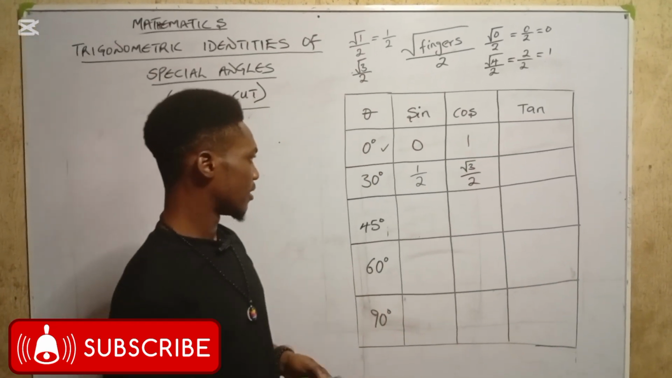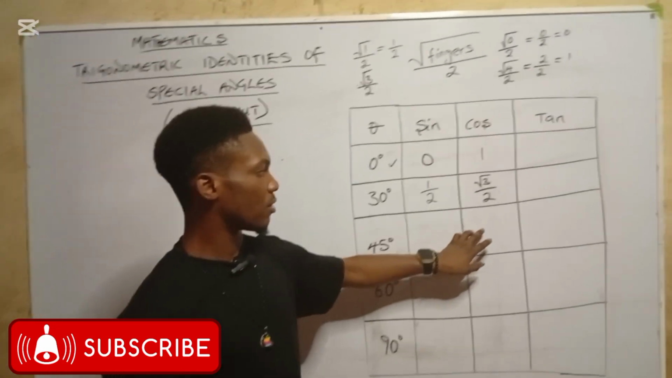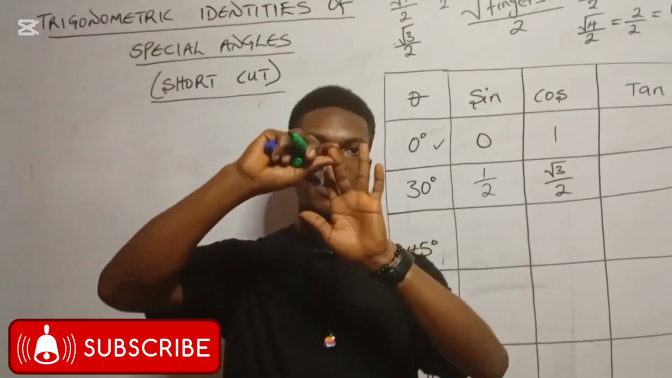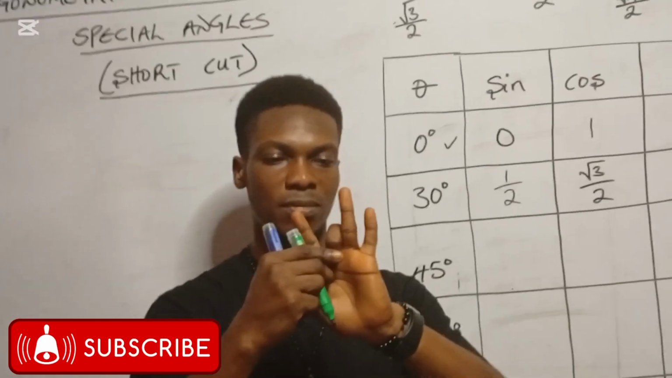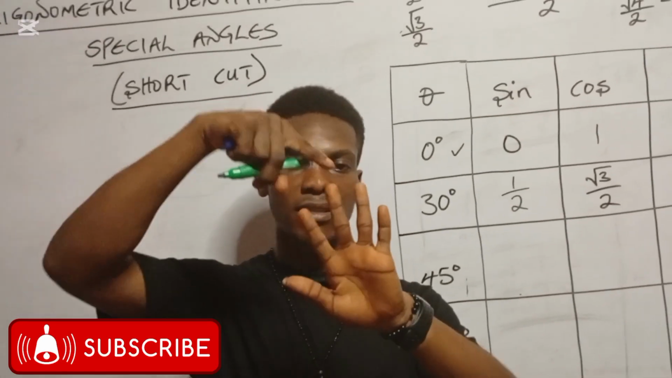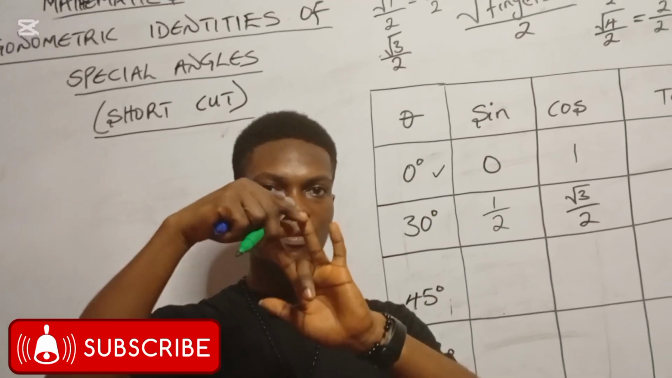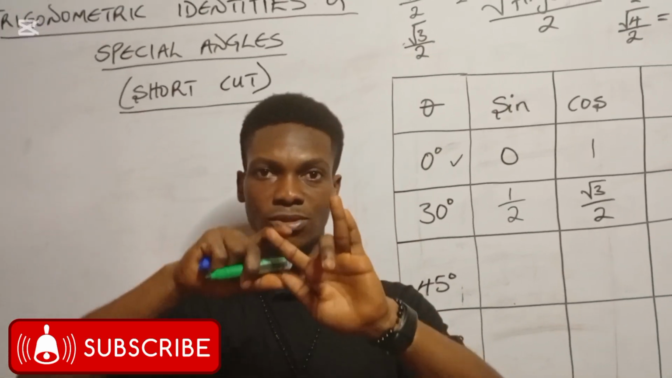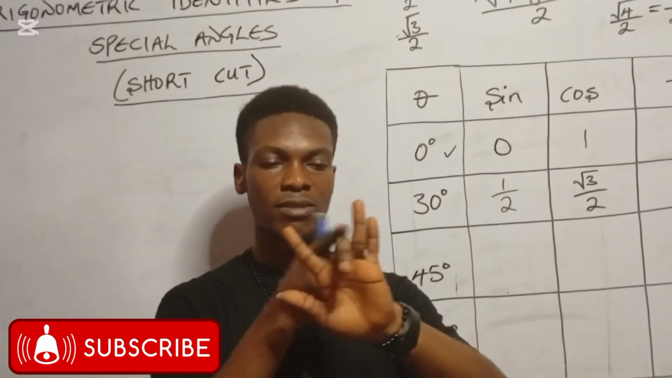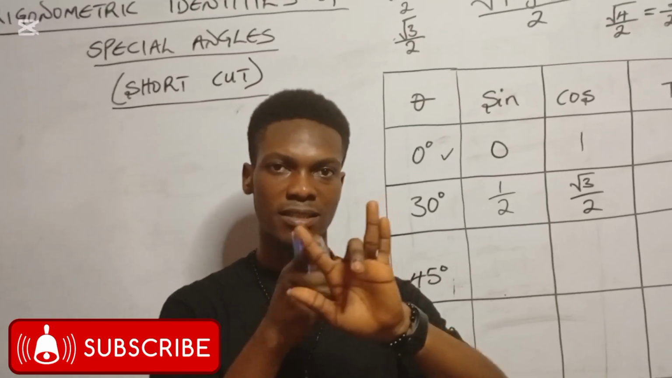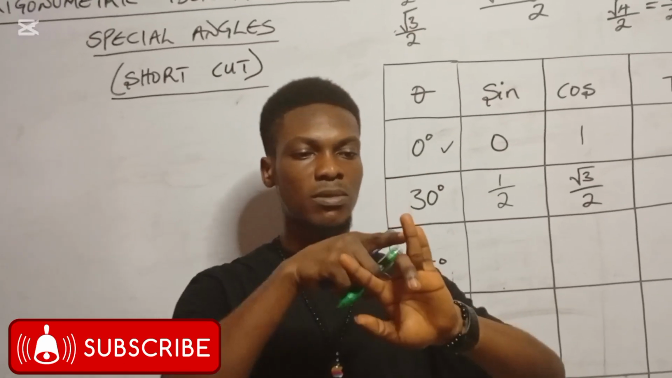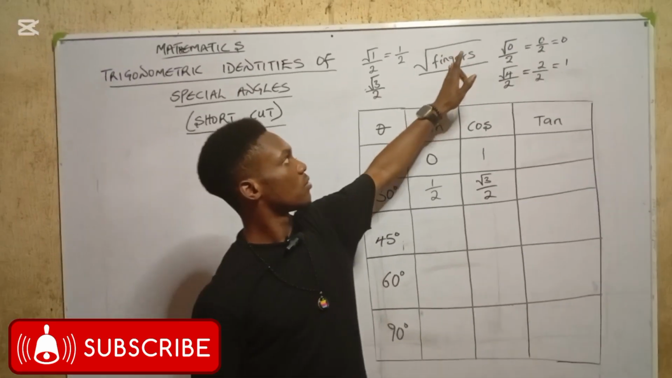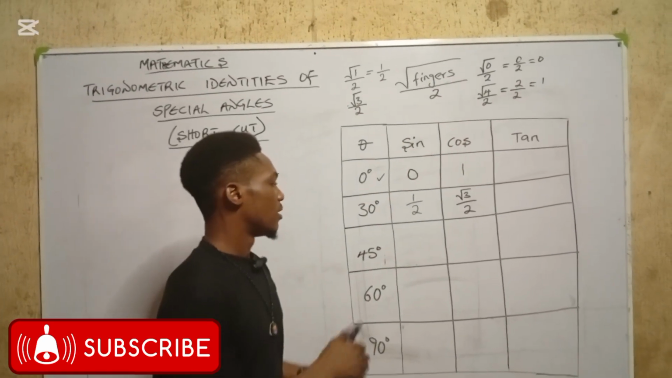Then the next one is sine and cos of 45 degree. Still with our fingers, 45 degree is the middle finger. Bring it down, that's 0, 30, 45. How many fingers are at the left? 2. How many fingers are at the right? 2. That means we are having the same value because we have the same number of fingers at the left and right. So this will be square root of 2 over 2 from our formula, root of fingers over 2.